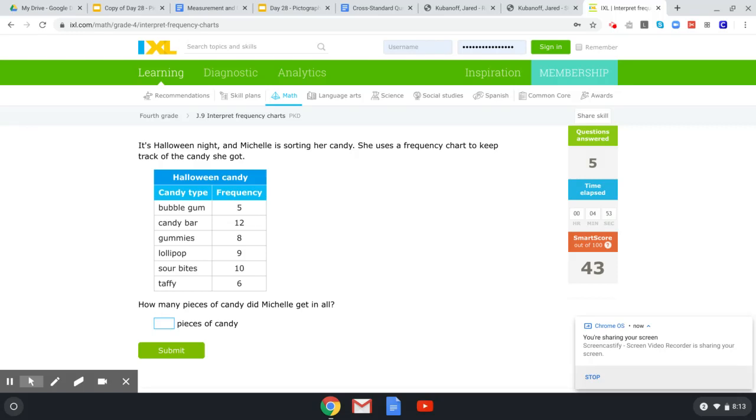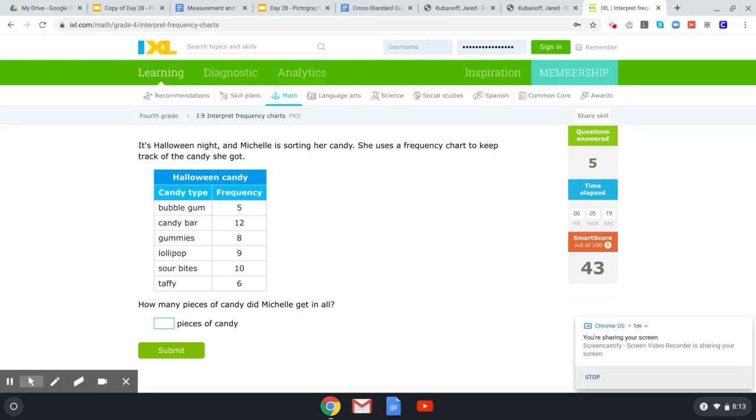The question asks, how many pieces of candy did Michelle get in all? Okay, I know what in all means. In all means I have to find the sum. I have to add them up together. I'll give you a couple seconds. Why don't you grab a piece of paper? Why don't you grab a pencil? And let's write down 5, 12, 8, 9, 10, and 6. Sum means in all. I'm gathering them all together.